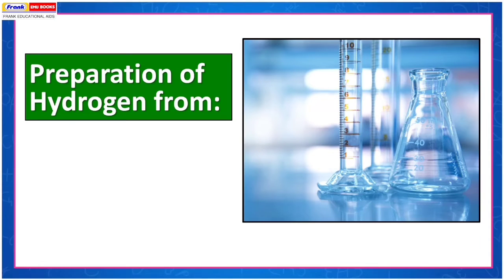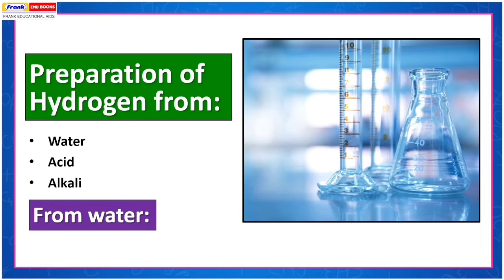Different methods of preparation of hydrogen. Hydrogen can be prepared from water, acid, and alkali. Preparation of hydrogen from water. Metal reacts with water to liberate hydrogen.